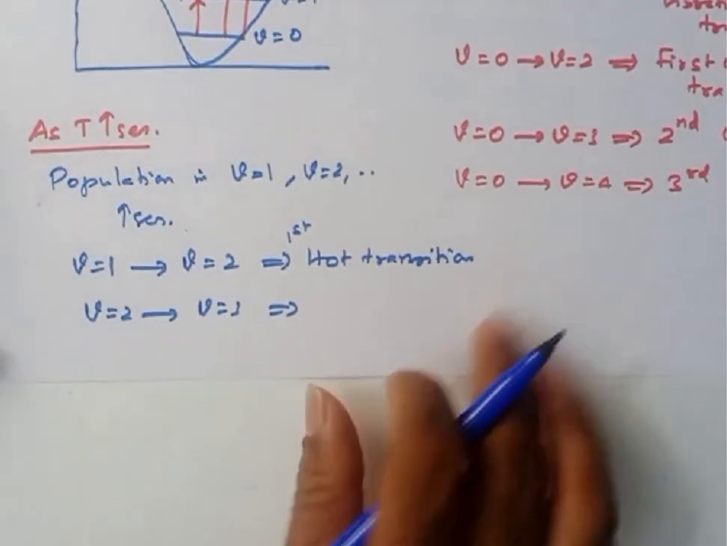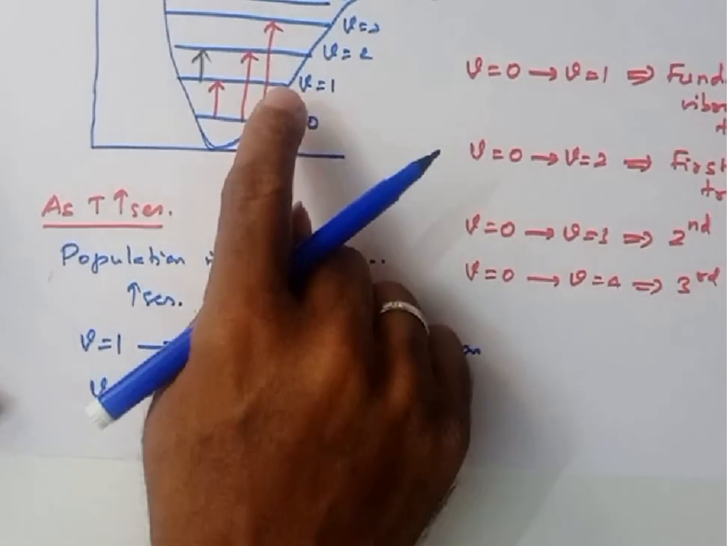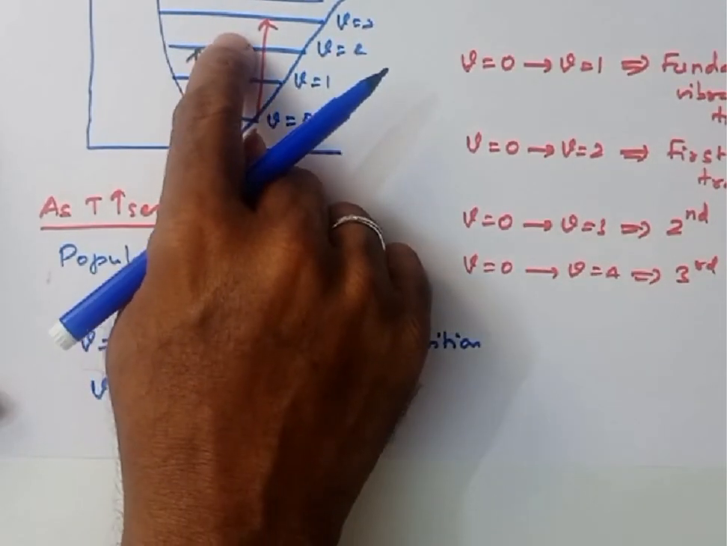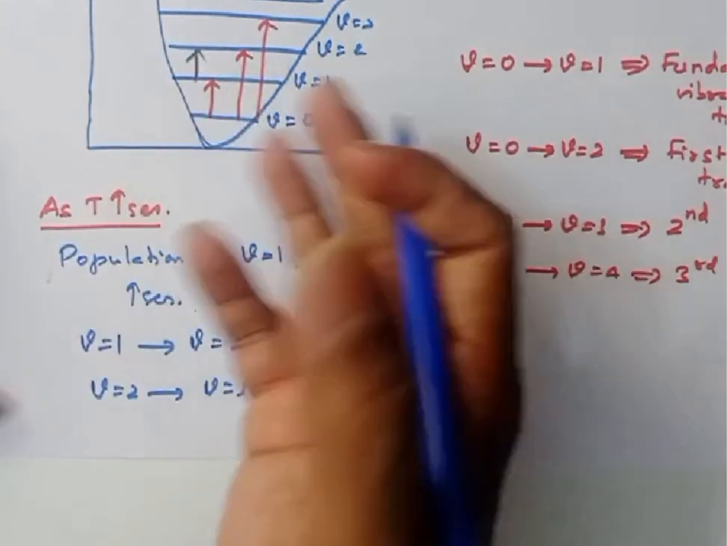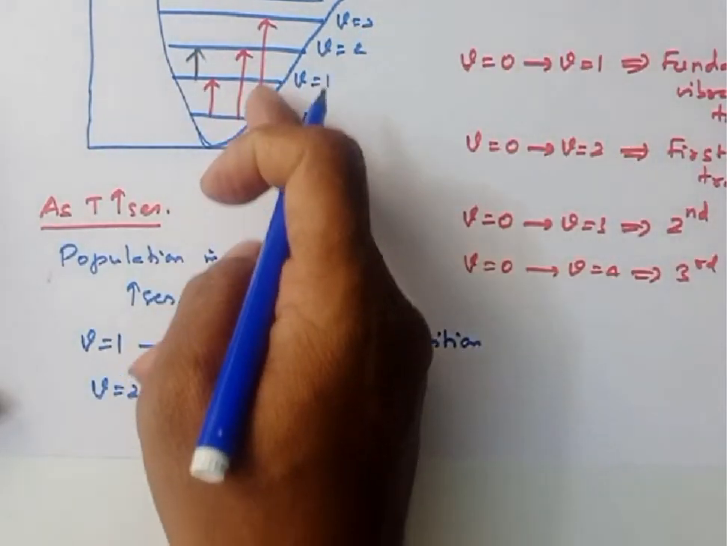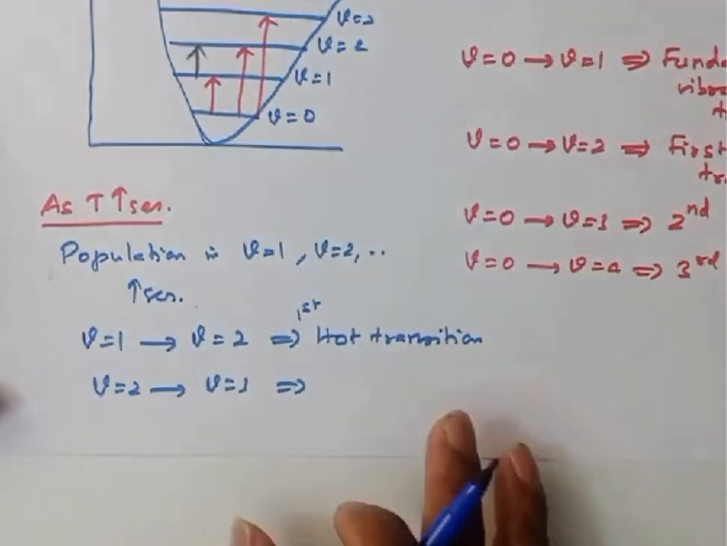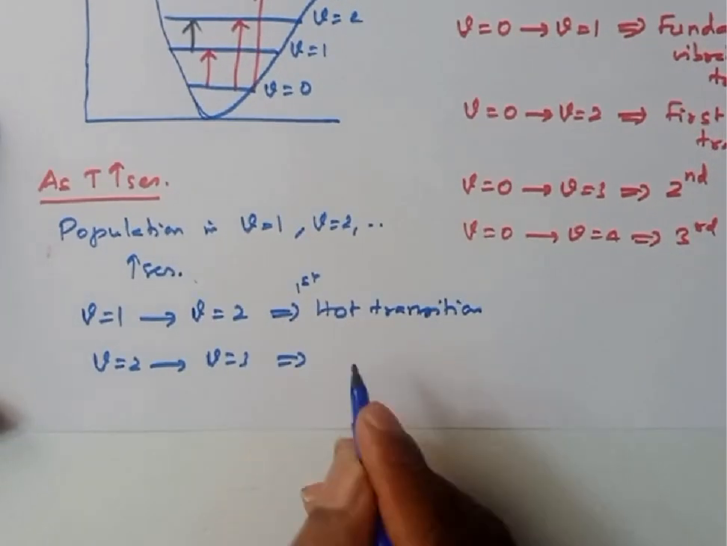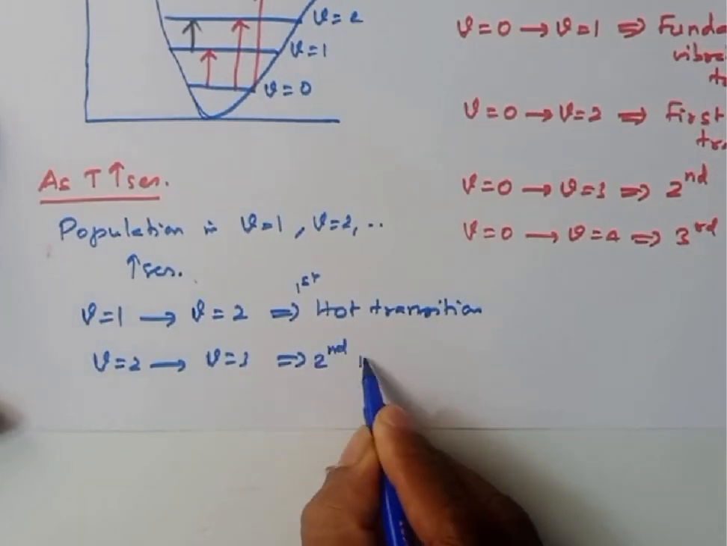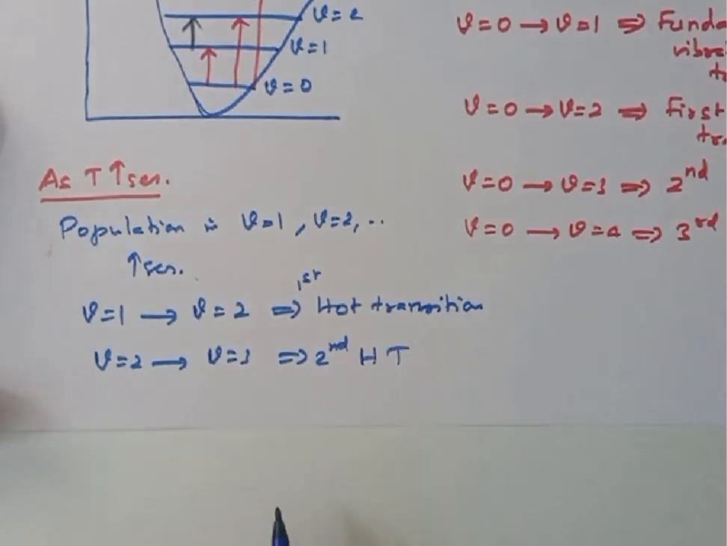Am I right, student? Because the V equal to 2 level population, compared to the V equal to 1 level, will be very, very poor. If we heat the sample to a larger extent, molecules will go there, then the lines will start to appear, correct? So it is called the second hot transition. Like that we have third, fourth, etc.